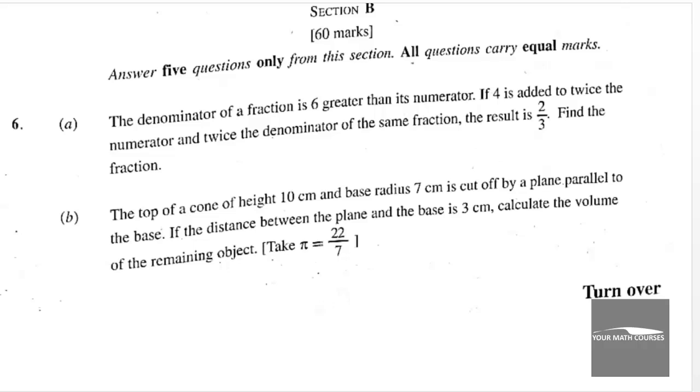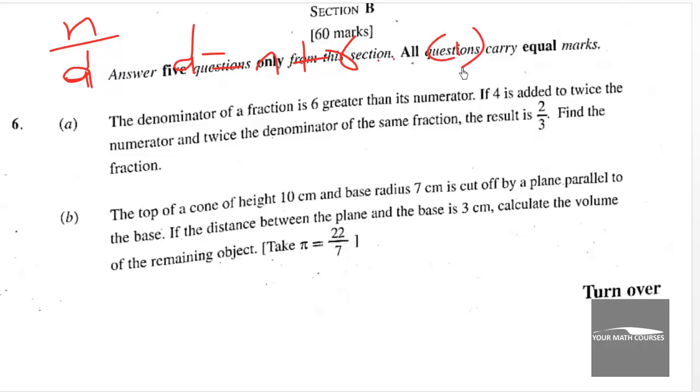The denominator of a fraction is 6 greater than its numerator. So let the denominator be d and the numerator be n. So the fraction will be n over d. And we're told that the denominator is 6 greater than the numerator. So this will give us an equation.